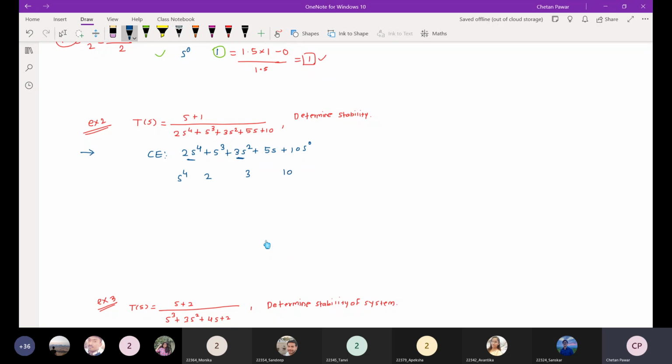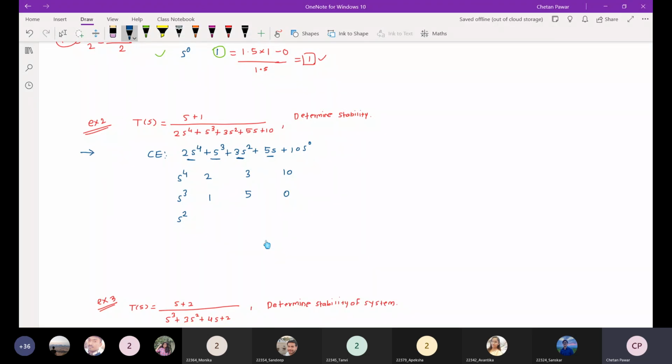Now we will take s cube, the odd order coefficients, 1, 5. There is no element here, so I will just consider it as 0. Now by using the elements of these two rows, we will find the elements of the s square row.